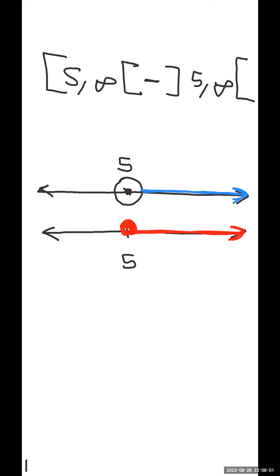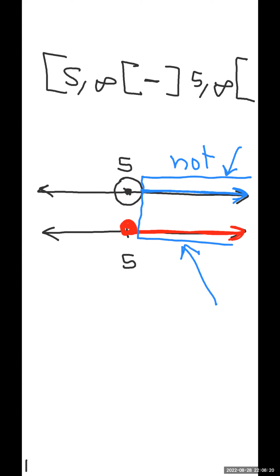Now, the question is, what will be the difference between these two sets? What are the elements here, not here? I think all are common, except one element. 5 is here because it's shaded, not here because it's not shaded. So only 5. So this means it's not an interval, one element, correct? So it will equal the set of 5. That's it.